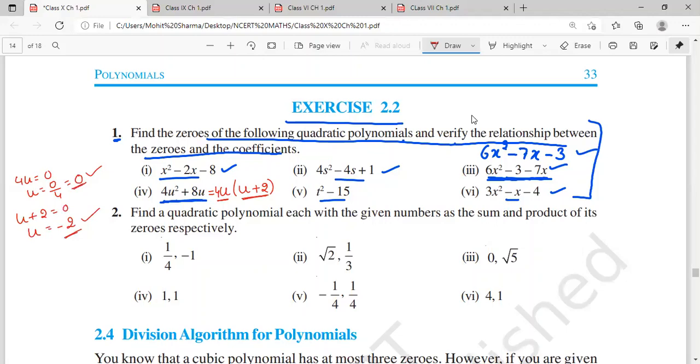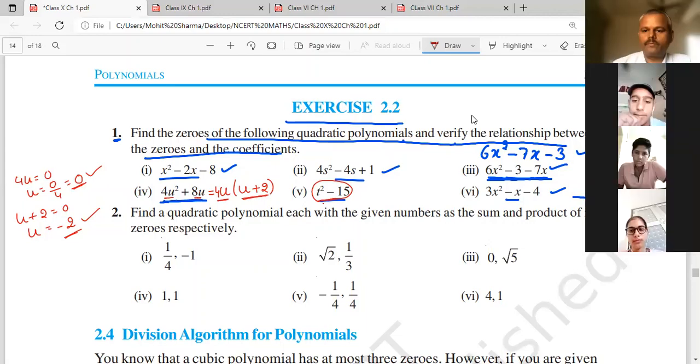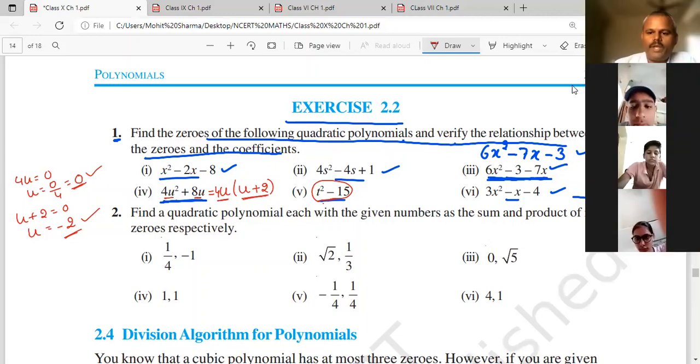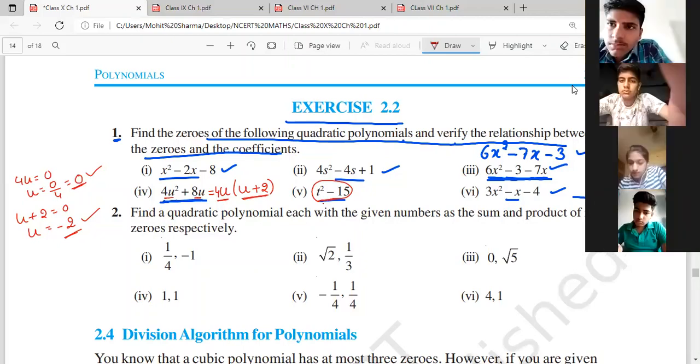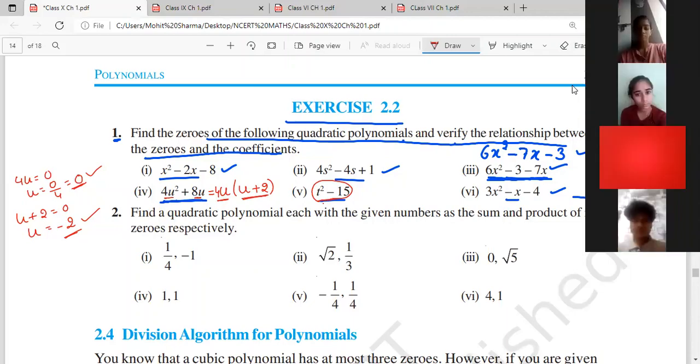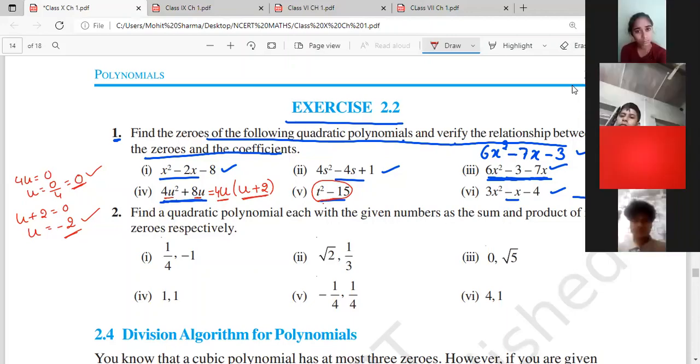And this fifth part, again you are having only two terms here, that is t squared minus 15. Difference between the fourth and fifth. Fourth में जो दो terms थे, दोनों में variable था. Whereas in the fifth one, only one term is having the variable. The second term is without the variable. Second term में variable नहीं है.